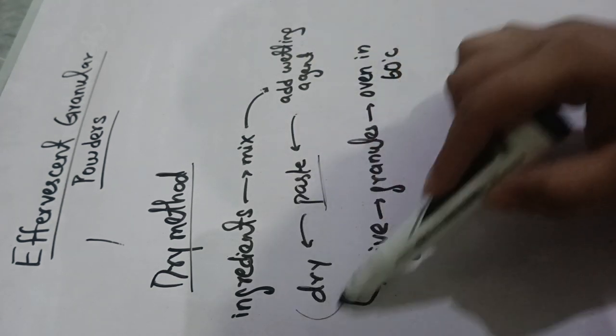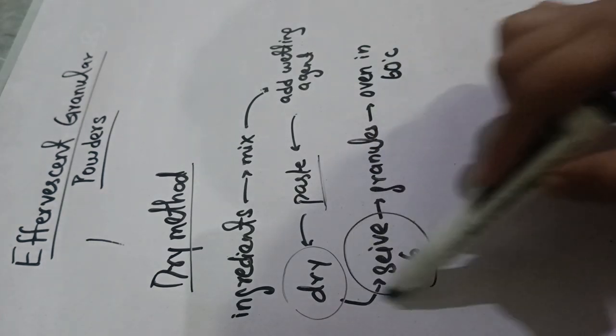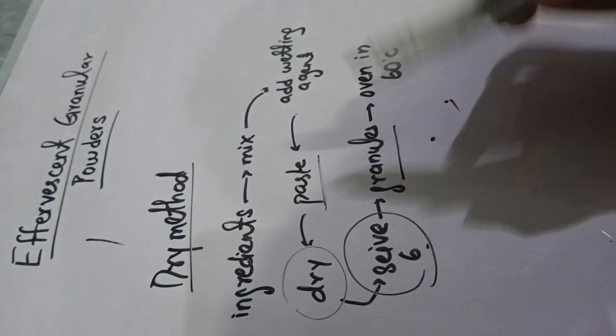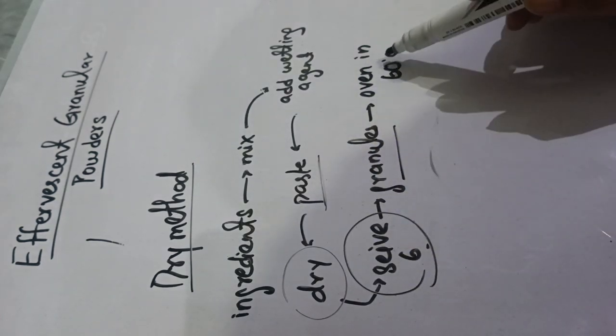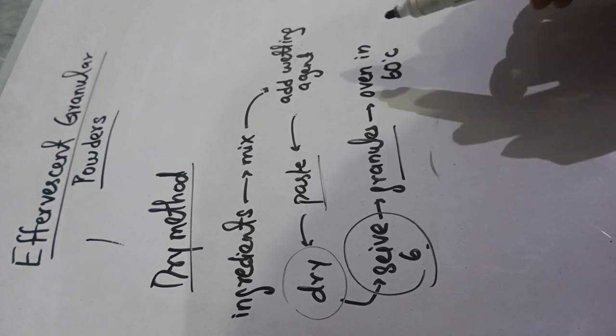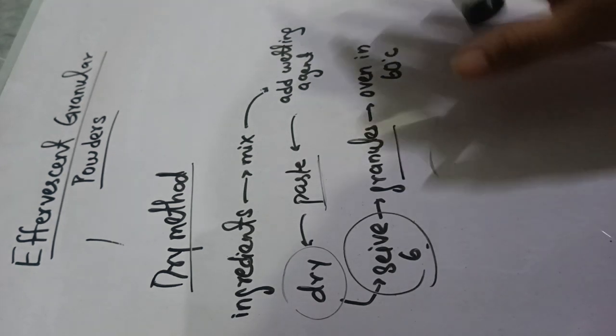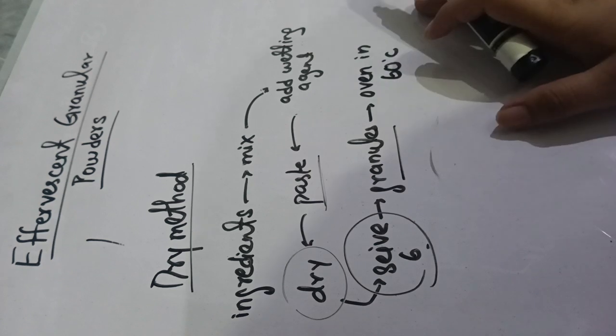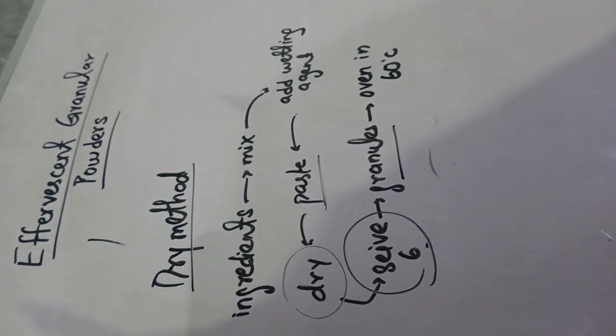Now you will dry that paste, and after that pass it through sieve number 6. The granules will form, and after the formation of granules, you will dry your granules at 60 degrees temperature, and then lastly you will pack them and dispense them. So this was all about the preparation of effervescent granules. Now we see the examples of it.